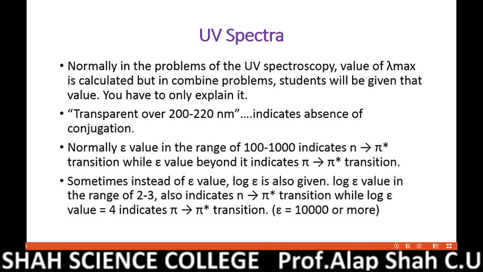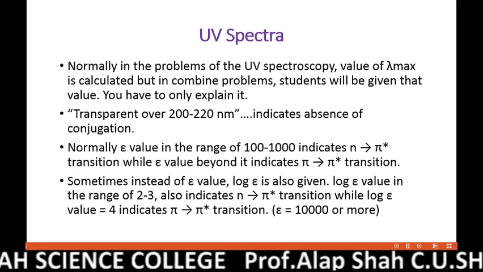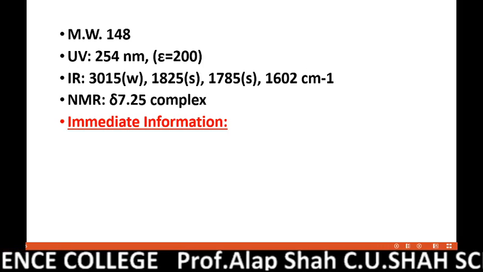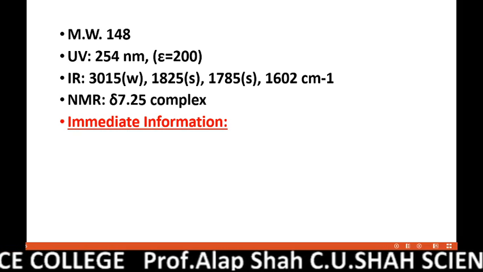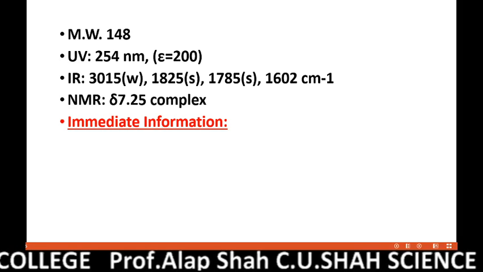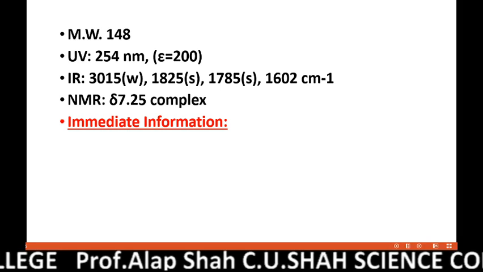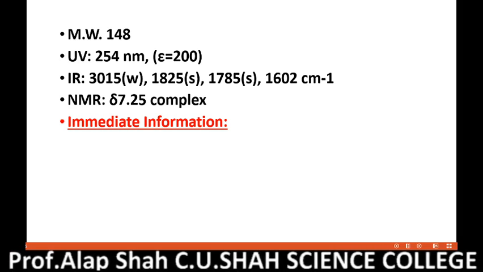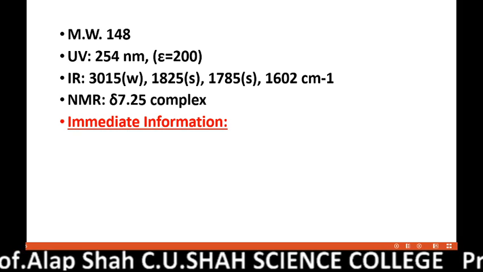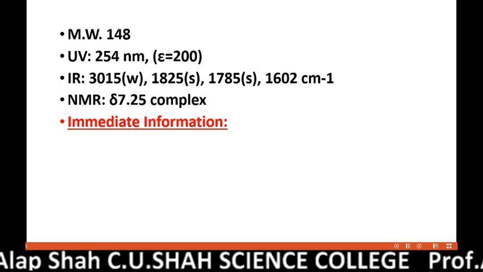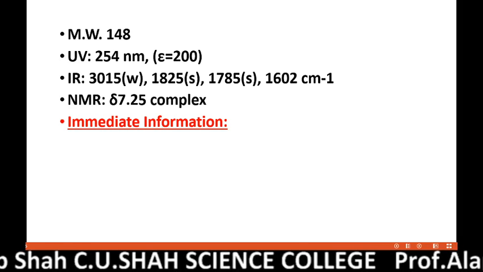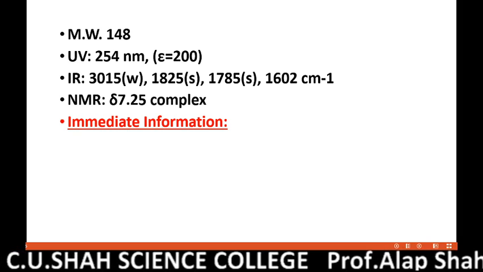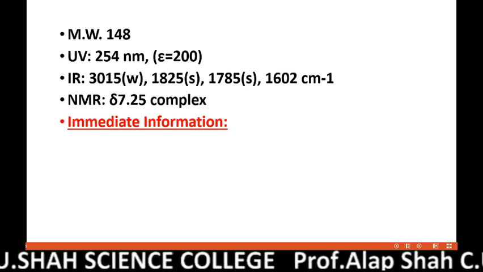Keeping this in mind, let us solve the first example. The molecular weight given here is 148. This particular example has been asked three to four times in the examination of Gujarat University. UV is given as 254 nanometer, epsilon 200. IR has four bands: 3015, 1825, 1785 and 1602 centimeter inverse. And there is only one signal in NMR, at 7.25 delta, complex.